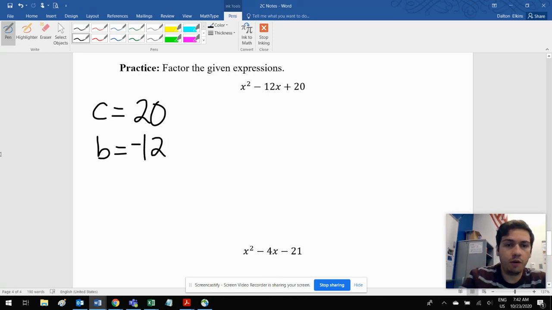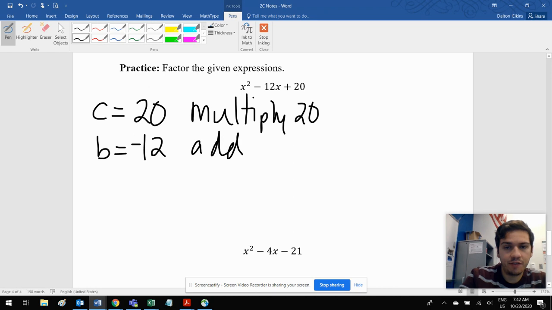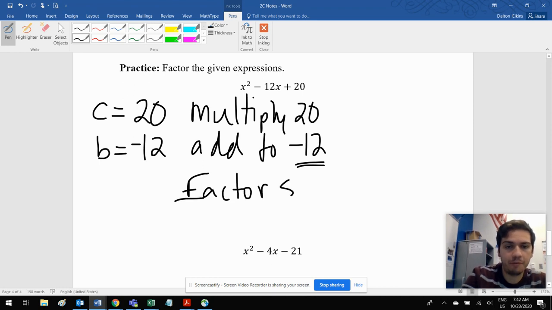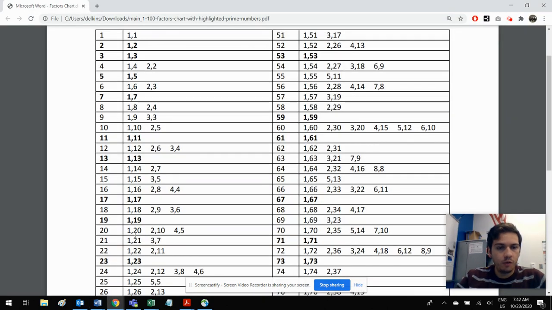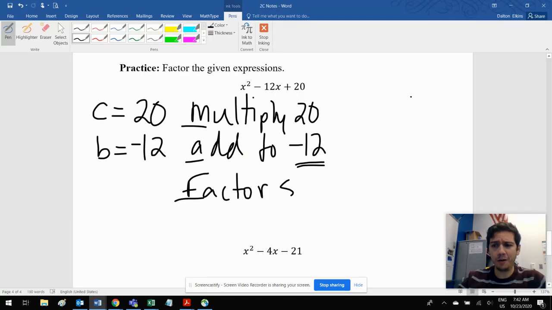So when I consider that, I want to multiply to positive 20, but I want to add to negative 12. Here's where you might get into a bit of a situation when you look at the math, right? Multiply, add, and factors. If I look at the factors of 20, we have 1 and 20, 2 and 10, 4 and 5. None of those are negative numbers. So what do I do here?